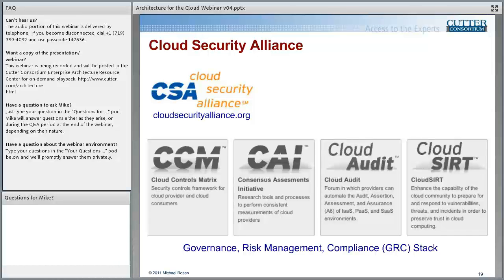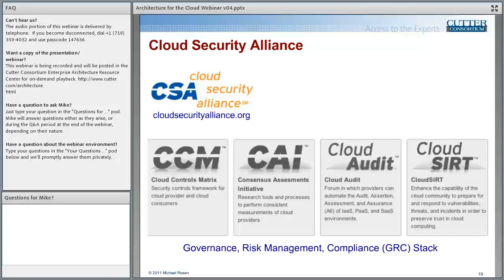The Cloud Control Matrix is a set of security controls and a framework for how all those security controls fit together and are applied across a variety of different security domains, and then they're related to industry security standards like ISO 27001 or 27002.